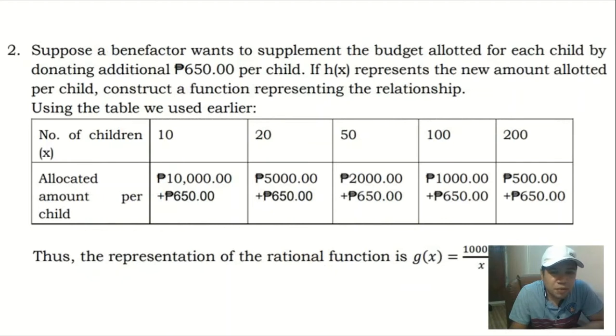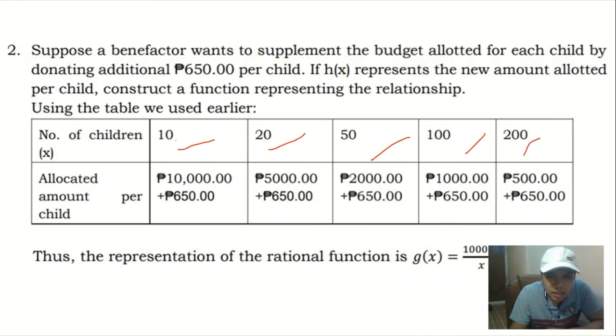So suppose a benefactor wants to supplement the budget allotted for each child by donating 650 per child. So related pa rin to dun sa una nating question. Pero this time, he will add 650 pesos for each child. Kung ilan man yung bata, regardless, he will automatically add 650. So, number of children, assuming we have 10, 20, 50, 100, 200, ganun pa rin.